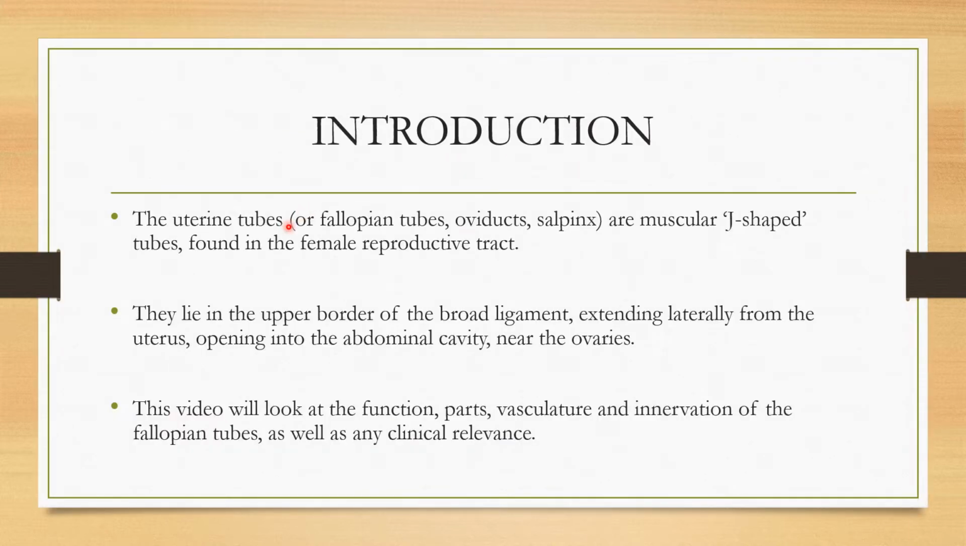The uterine tube is otherwise called fallopian tubes, oviducts or salpinx. They are muscular J-shaped tubes found in the female reproductive tract. They lie in the upper border of the broad ligament, extending laterally from the uterus, opening to the abdominal cavity near the ovaries. This video will look at the function, parts, vasculature and innervation of the fallopian tube as well as any clinical relevance.